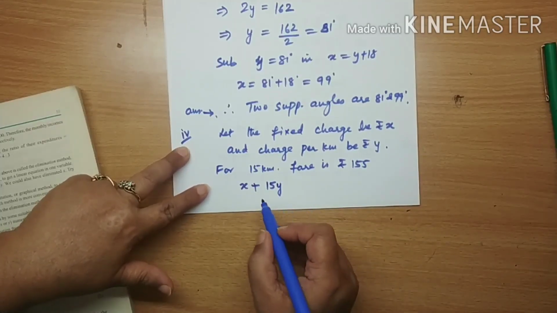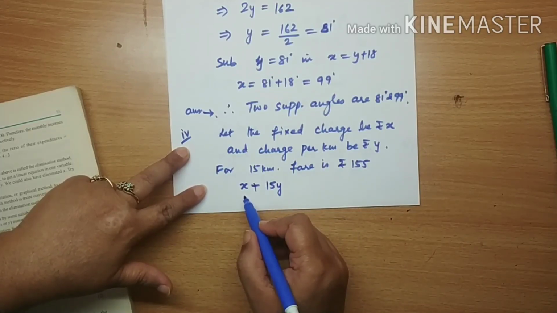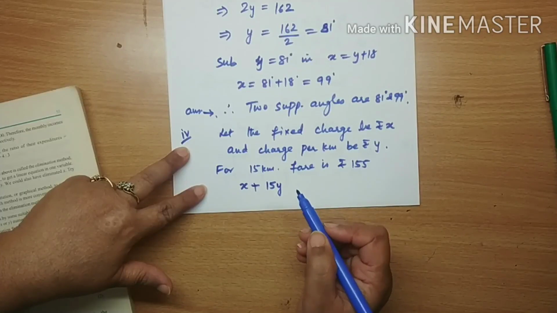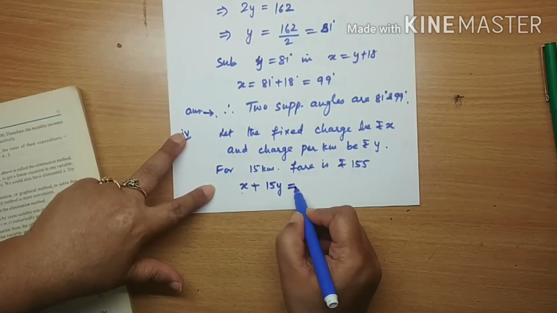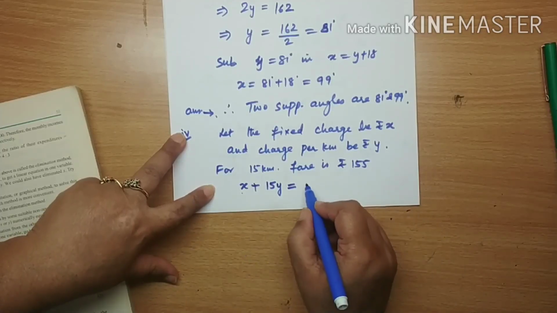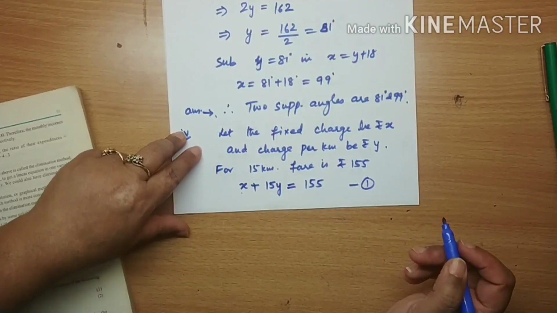So the total charge will be fixed charge plus charge per kilometer. Fixed charge is rupees X, plus for 15 kilometers we are paying 15Y. So X plus 15Y should be equal to the total fare, and the total fare is 155. So this is our first equation.